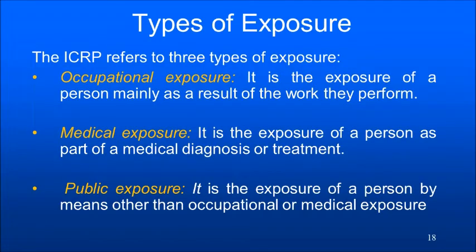What are the types of exposure? Let us now go and look into ICRP recommendations further. Exposures as per ICRP are classified into three. One is occupational exposure. That is the exposure of a person to radiation mainly as a result of the work he performs. Because of his work, for example, a radiation technologist or a doctor or a radiation physicist gets radiation because they work in a radiation area.